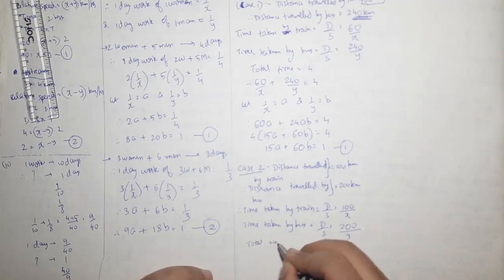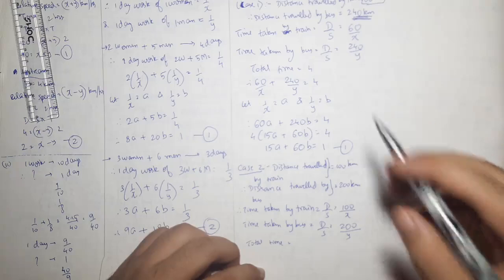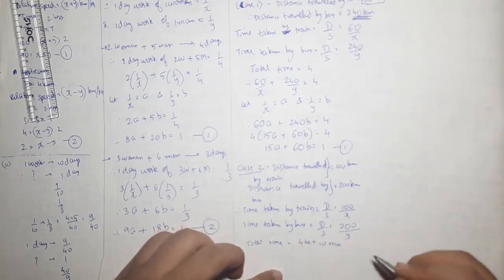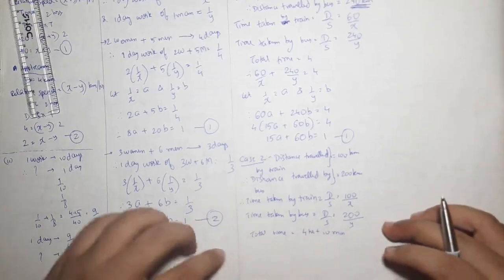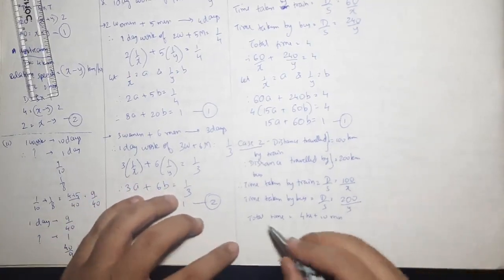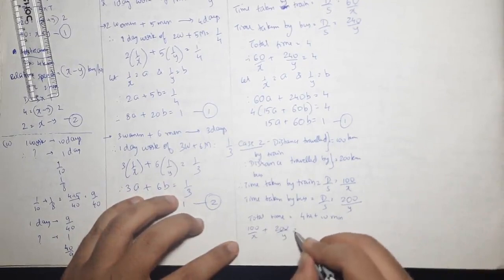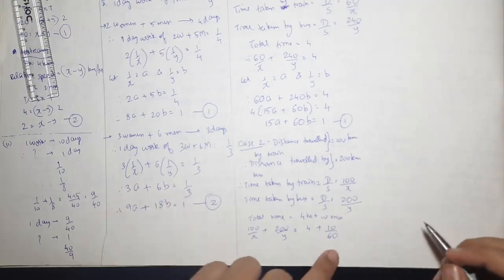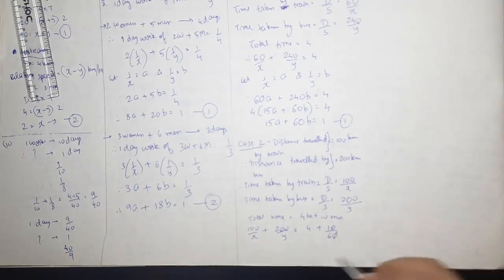They have told that total time is 10 minutes more than the time which was already taken. So 4 hours plus 10 minutes. We have to convert this minute into hour. Why? Because 2 units cannot be taken at the same time to solve the sum. Total time will be 100x plus 200y equals 4 plus 10 upon 60. Why 10 upon 60? Because we have to convert the minutes into hours. This 0 will cancel out.